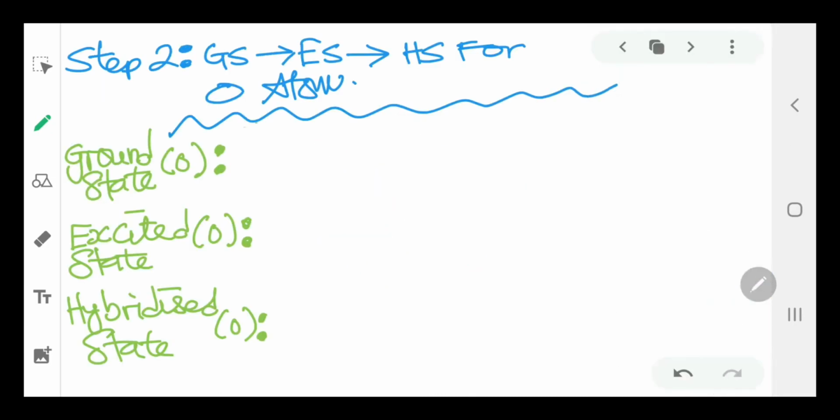So we have to do the same step 2 for oxygen atoms, because it has a multiple bond, and therefore you need to describe the hybridization process.